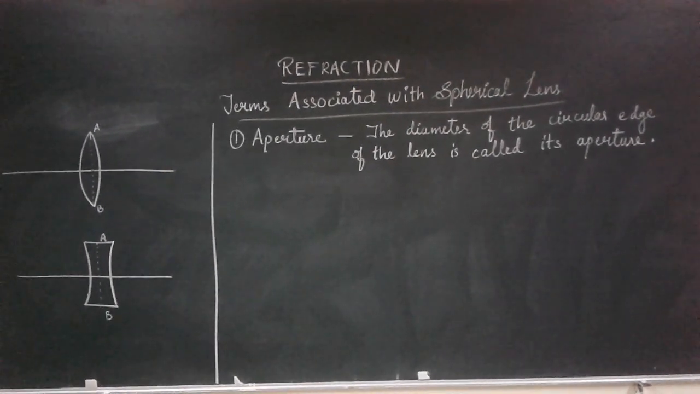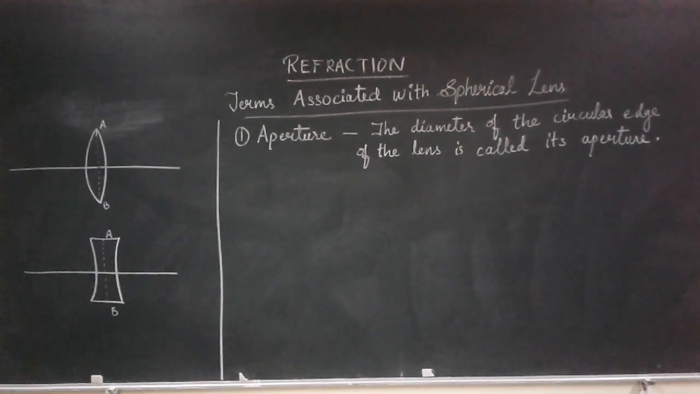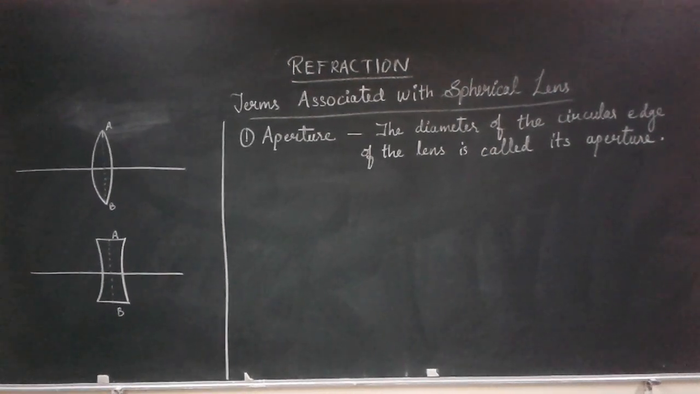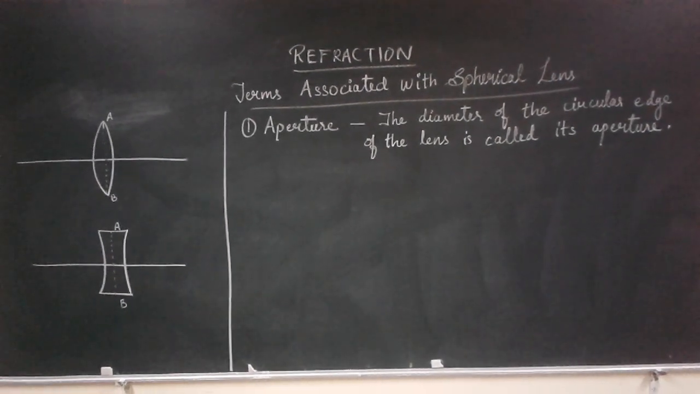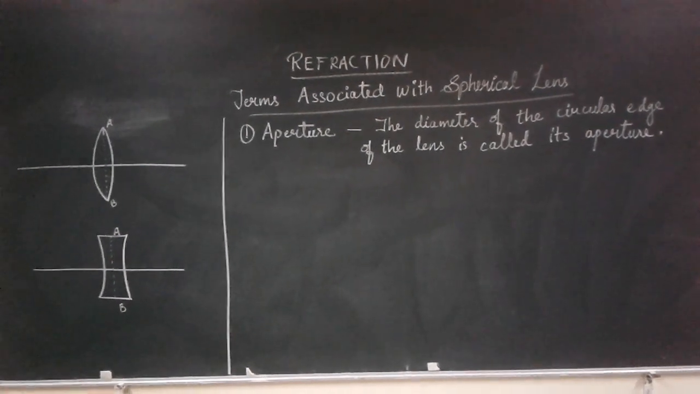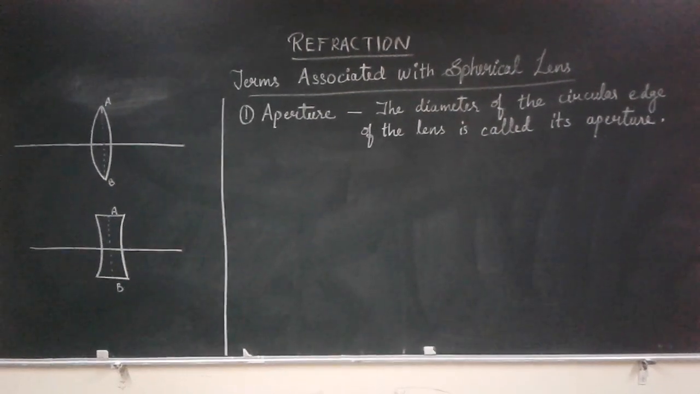I have drawn two diagrams of lens, one of convex lens and one of concave lens. And in that, points A and B are marked. These two points and the line which is passing through them is known as aperture. It tells about the size of the lens.